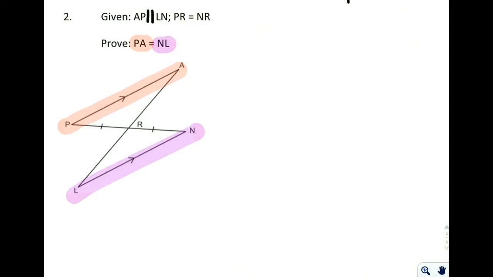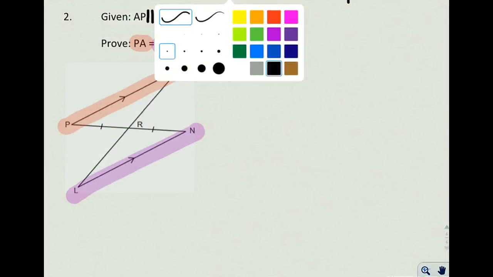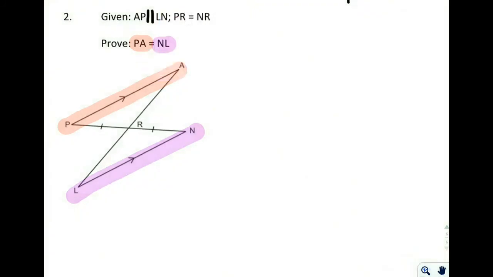Now let's go through our given information, make sure our picture is properly marked up. We are told that AP and LN are parallel. So we can see our little parallel marks here. Those are already written on there. We're also told that PR equals NR. So we can mark that on there right there again. Now our goal is to prove that these two side lengths are the same.